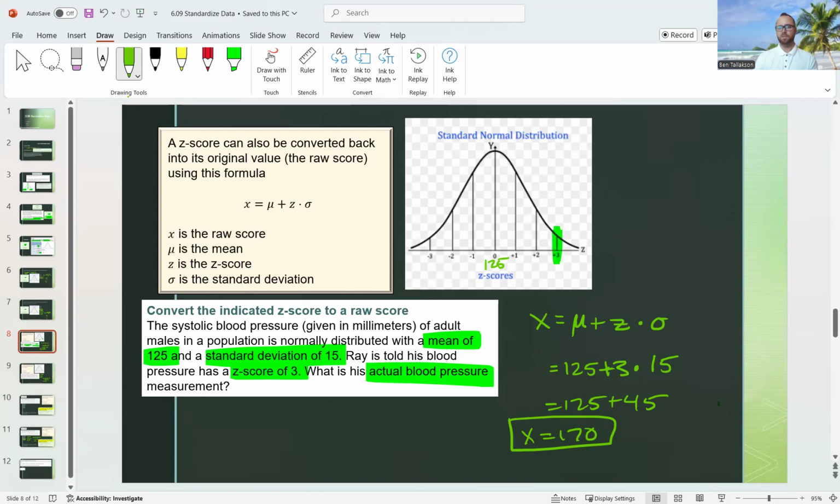And that makes sense. If you look at your standard deviations, every time you go to the right, you add 15. Now let's move that over a little bit. So 140, 155, and then this would be 170. Formula works. Amazing.